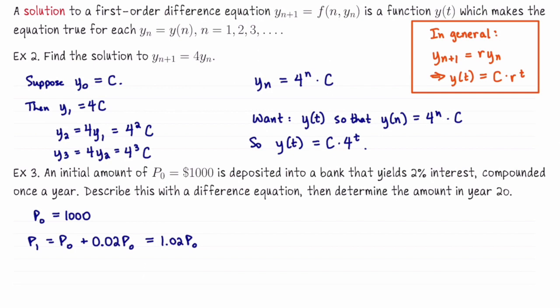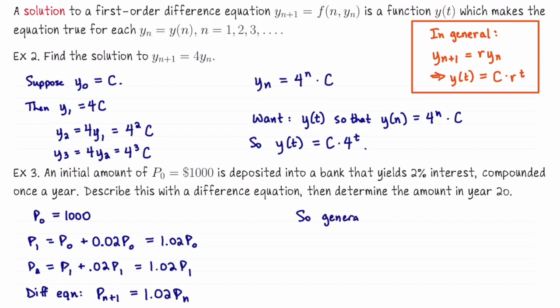Okay, and then p sub 2 is going to be p sub 1. That's the amount that we had before, plus 2% of that. So p sub 2 is p sub 1 plus 0.02 p sub 1. So just like the line above, that's 1.02 times p sub 1. The difference equation that models this is p sub n plus 1 equals 1.02 times p sub n. That means the general solution is going to be p of t equals 1,000 times 1.02 to the t.